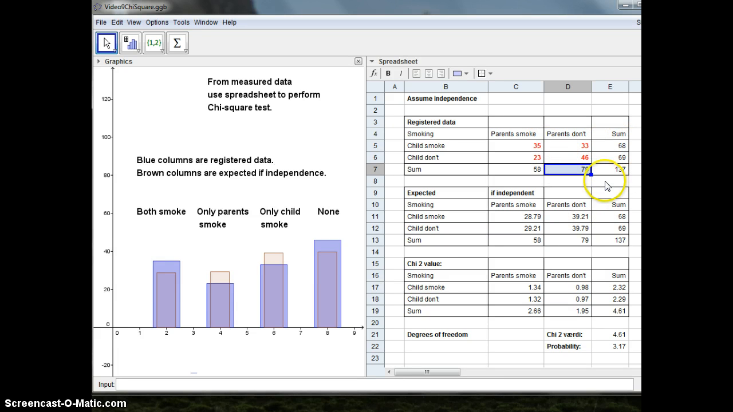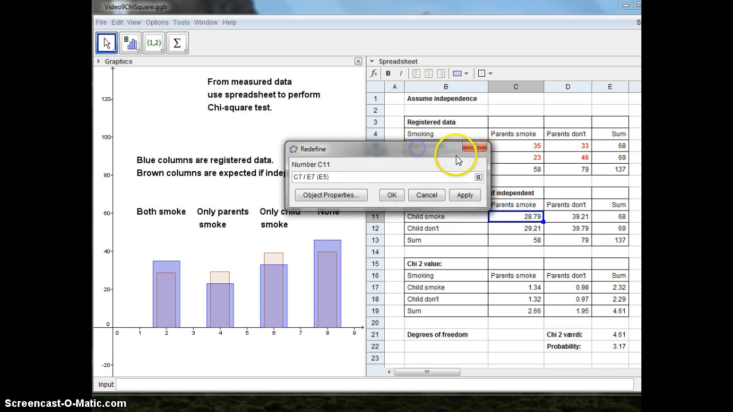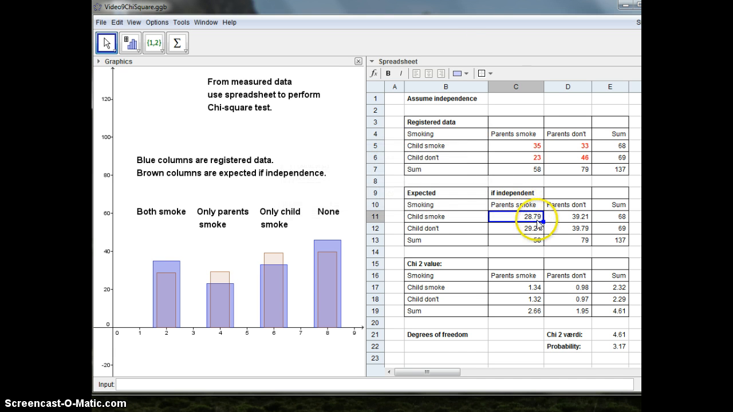Now we can make some expected values if we assume independence. So among the 68 here, we will take the 68 and we'll take 58 divided by 137 times 68. So 28.79. You see how it is computed here. This is what we expect if there is no dependency, if they are independent. And the same way the other figures here are computed.